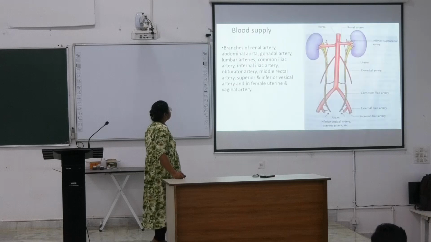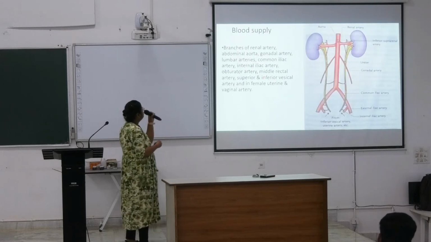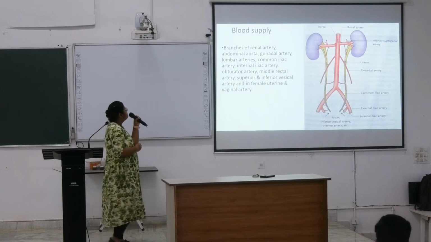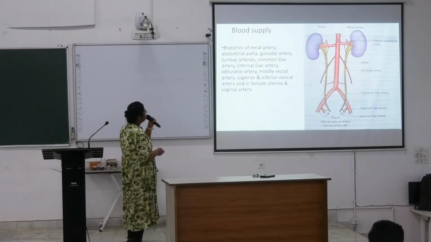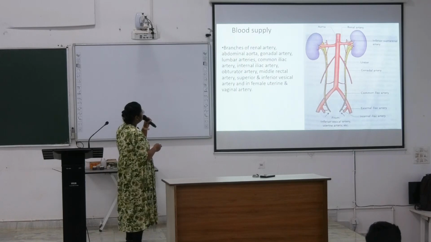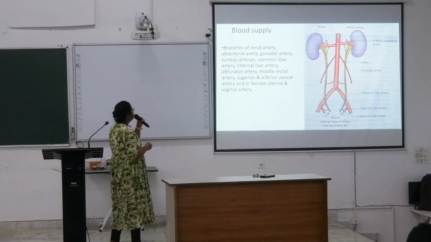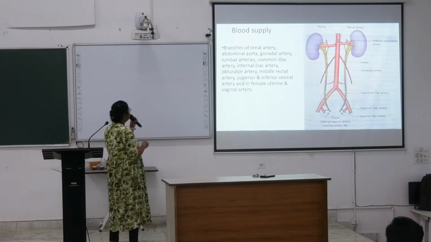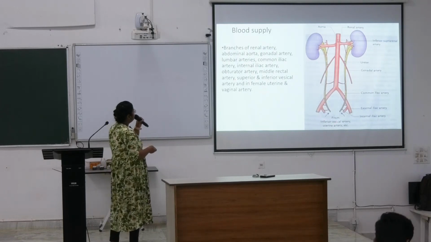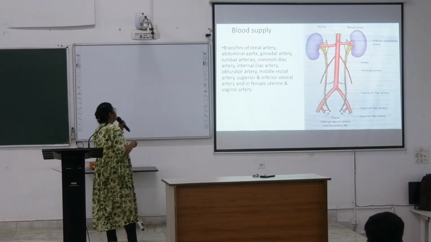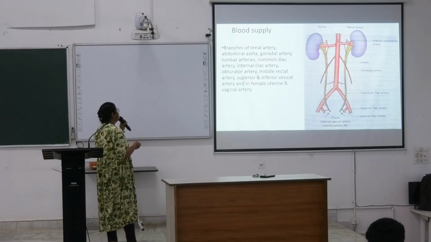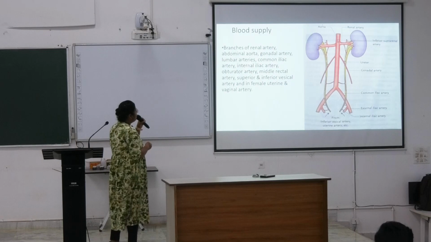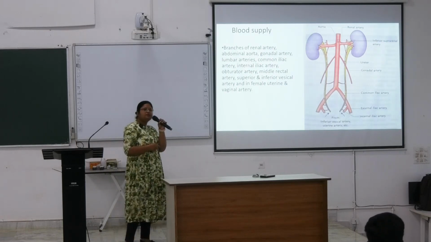Next is blood supply. Blood supply is very important. This is the ureter. It is supplied by a branch from the renal artery. This is the branch from the renal artery. Branch from the gonadal artery. Lumbar arteries. Branch from the lumbar artery. Internal iliac artery. Here is the branch from the internal iliac artery. Common iliac artery, obturator artery and middle rectal artery, superior and inferior vesical artery, and in females, uterine and vaginal artery. All these arteries are giving branches to the ureter.